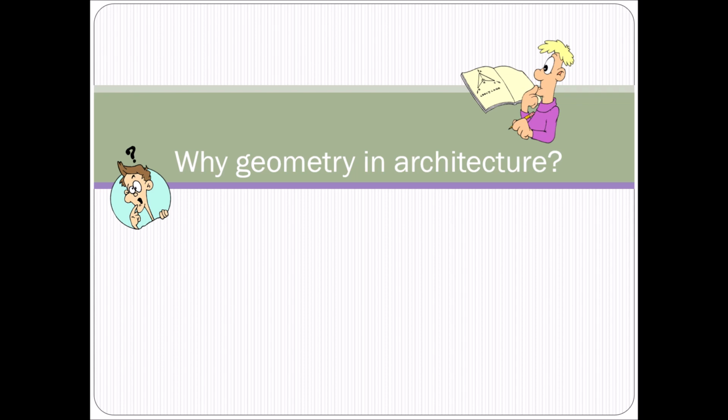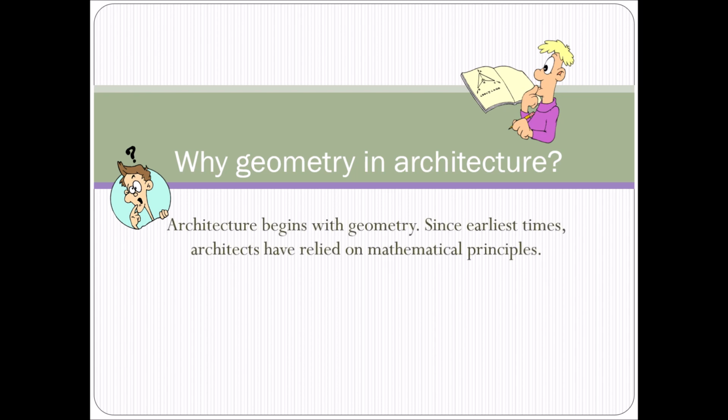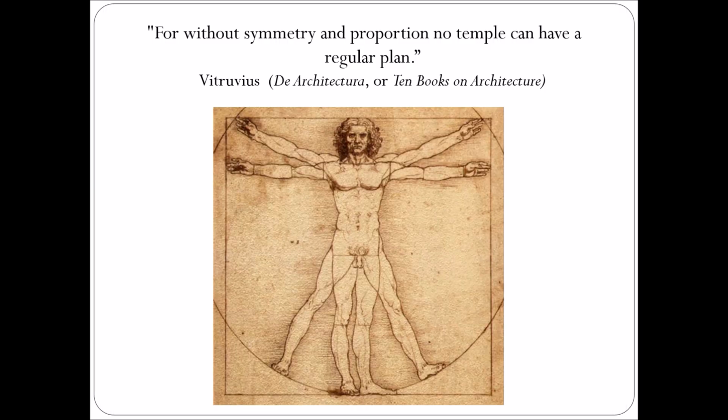So I will make you remember again about why use geometry in architecture, because architecture always begins with geometry. Since the earliest time, architects have relied on mathematical principles. The same image that I have shown you previously from Vitruvius said, "For without symmetry and proportion, no temple can have a regular plan."